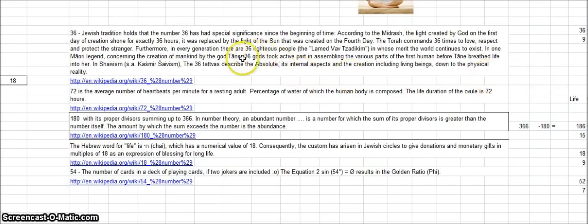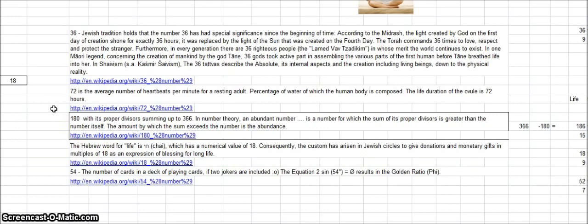Also, there's something referring to 36 righteous people, and through their being righteous, the world can exist. This one I thought was really cool. In one Maori legend concerning the creation of mankind by the god Tane, 36 gods took active part in assembling the various parts of the first human before Tane breathed life into her. That's kind of cool.